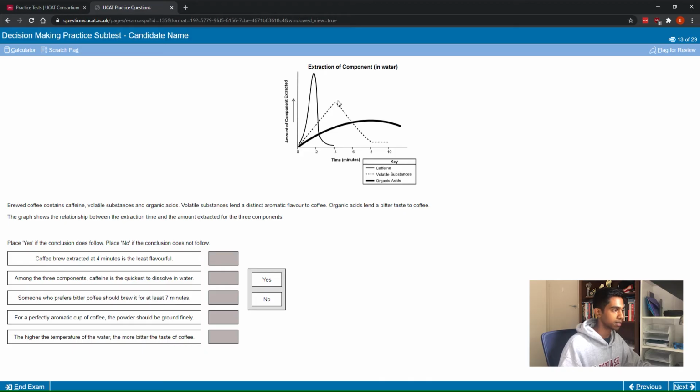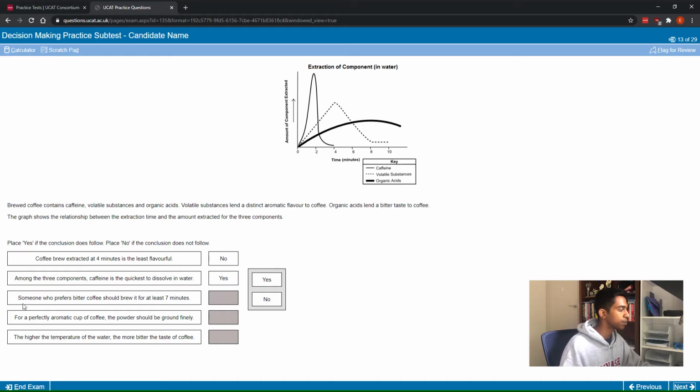This would be false because there are volatile substances being extracted at 4 minutes. Among the 3 components, caffeine is the quickest to dissolve in water. This would be true because it's the first thing that is extracted and it happens very quickly.